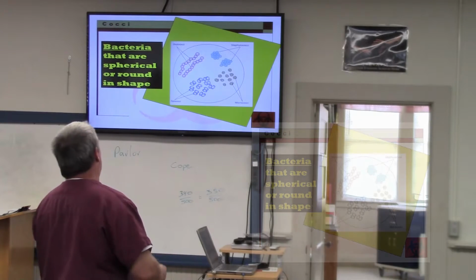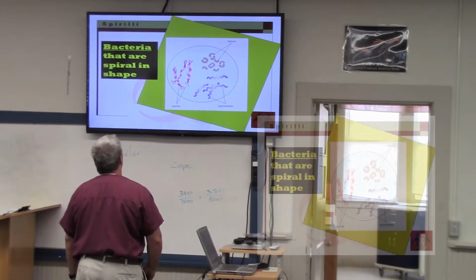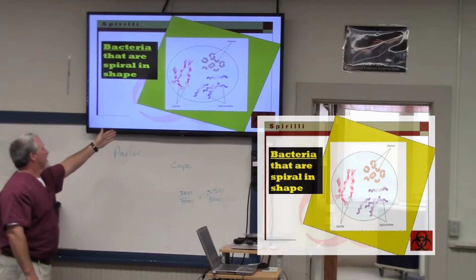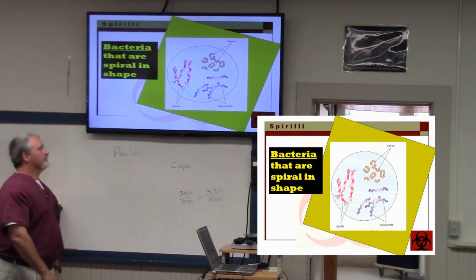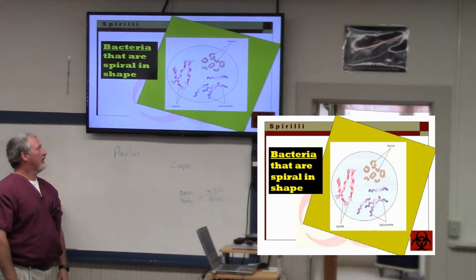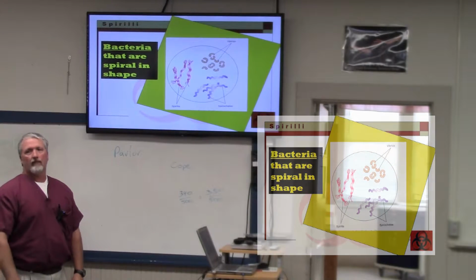Okay? And then the last one is spirilla. Okay? Spirochetes, vibrioids, and spirilla. But again, they're just different types that are spiral in nature.